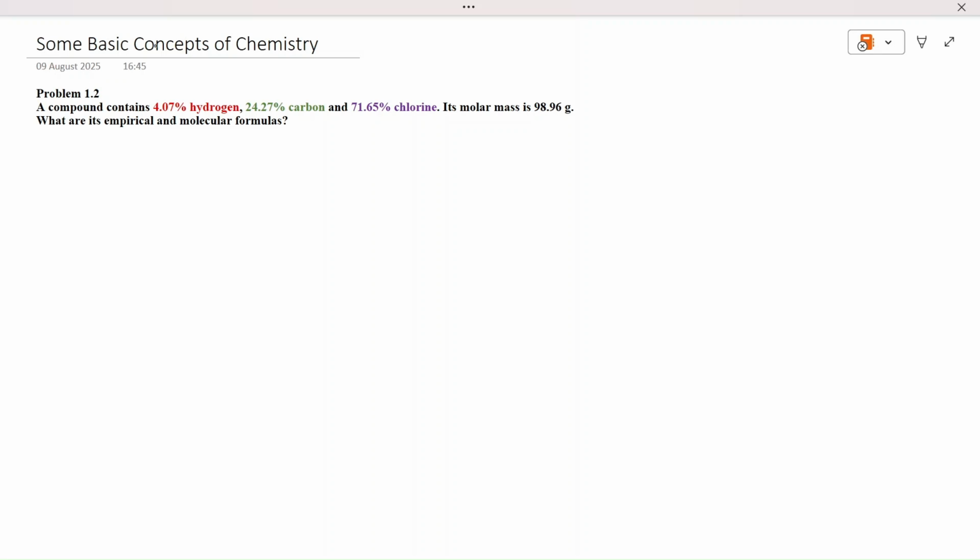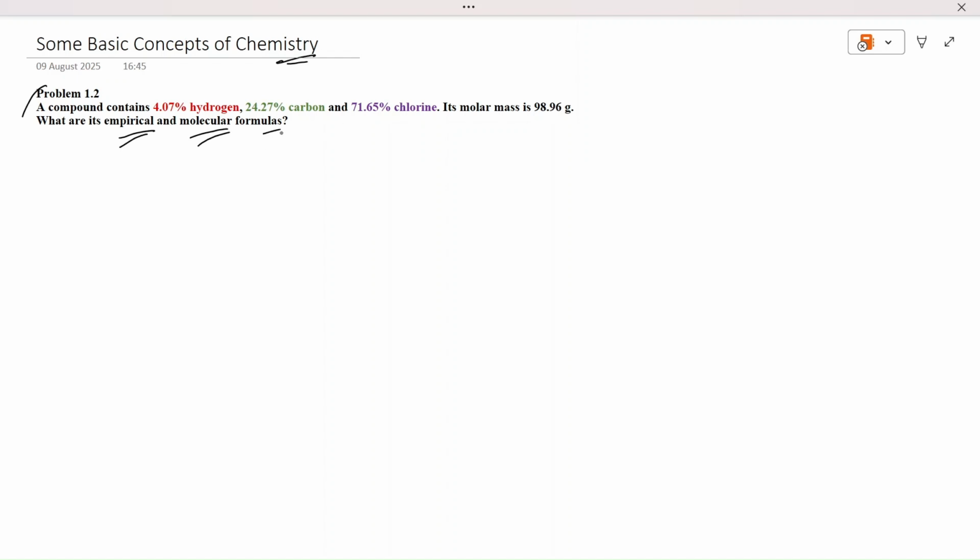Welcome back everyone. Today we are going to solve NCERT problem number 1.2 from Some Basic Concepts of Chemistry. The problem is: a compound contains 4.07% hydrogen, 24.27% carbon and 71.65% chlorine. Its molar mass is 98.96 grams. What are its empirical and molecular formula?